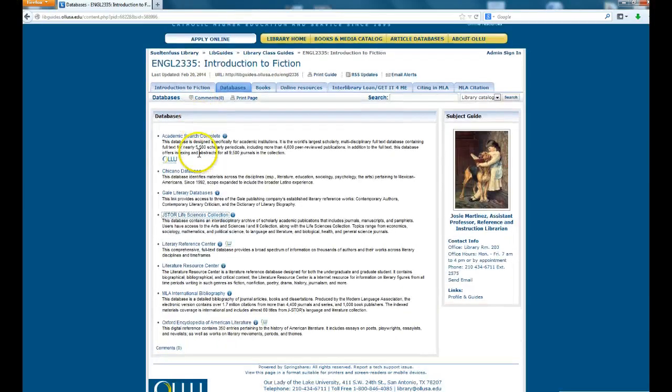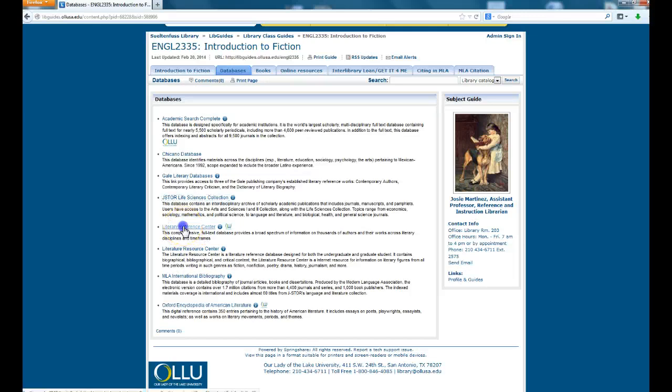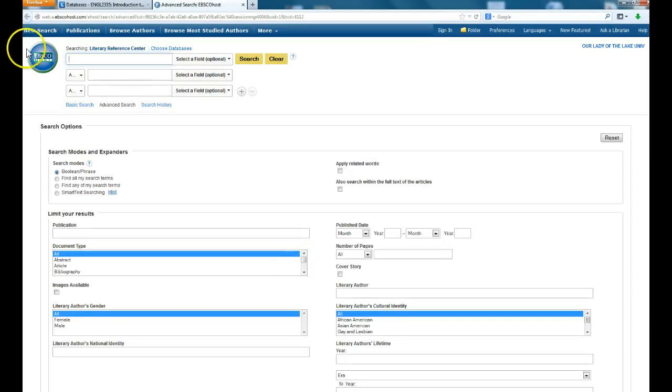Okay, let's move on to the next one. We call it LRC, Library Reference Center, Literary Reference Center. And you see that this is an EBSCO product. The next few databases that we use are all going to be EBSCO products. And all that means is that the interface, or the way that you interact with the database, is going to be very similar in each of the EBSCO databases. You're going to have essentially three boxes here. You're going to have publication names, and it's going to be laid out very similarly like this.